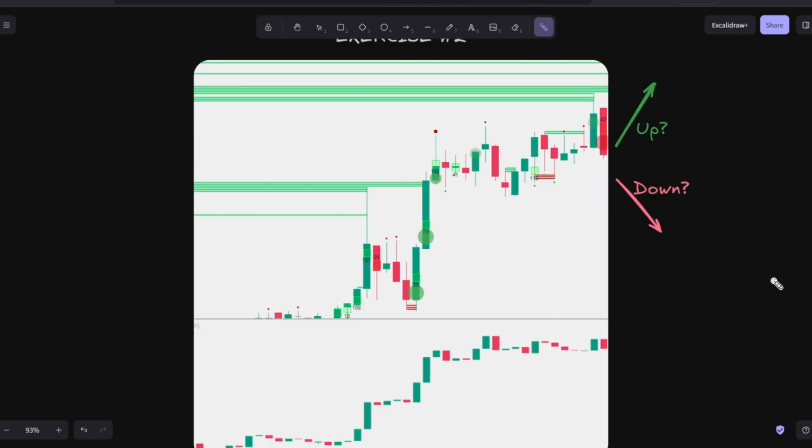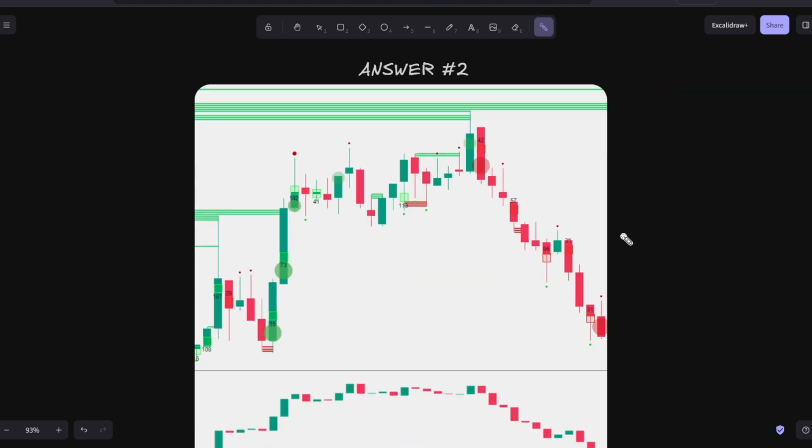And here we are. So this is actually a continuation of the previous scenario where we had the pump. That was this pump right here. And we are now right here. So please pause the video if you need to take a look at this, analyze it, and see if you can tell which direction the price is going to go next. So let's scroll down to our answer.